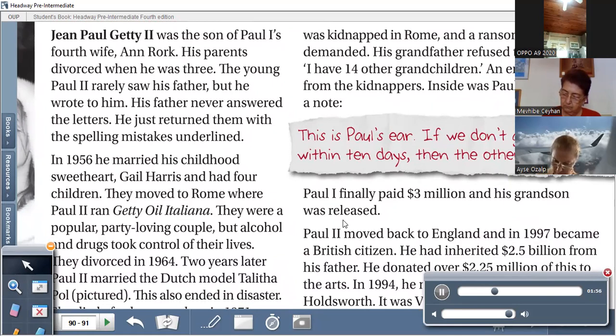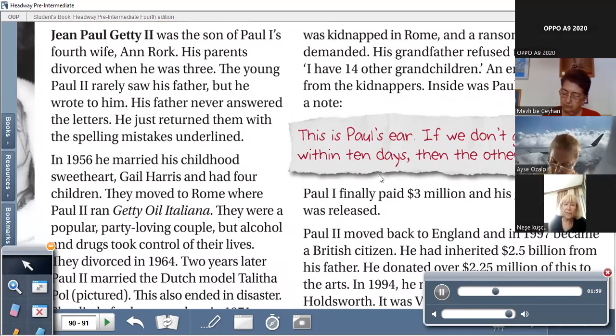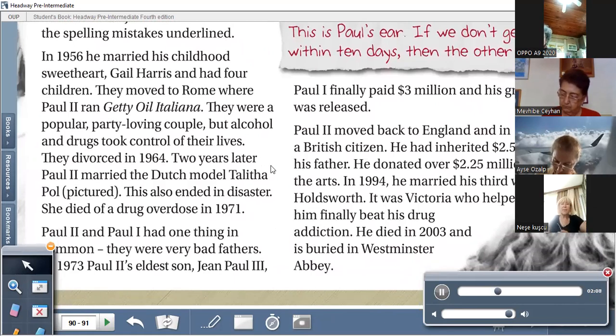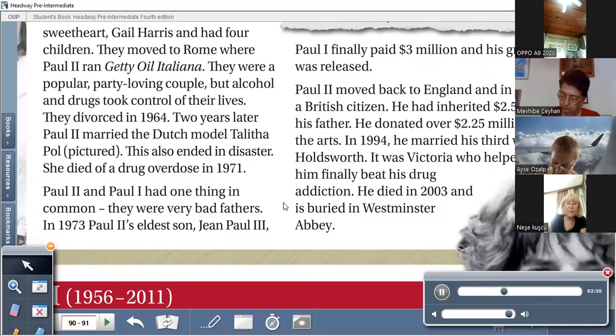In 1956, he married his childhood sweetheart, Gail Harris, and had 4 children. They moved to Rome, where Paul II ran Getty Oil Italiana. They were a popular, party-loving couple, but alcohol and drugs took control of their lives. They divorced in 1964. 2 years later, Paul II married the Dutch model Talitha Paul. This also ended in disaster. She died of a drug overdose in 1971. Paul II and Paul I had one thing in common. They were very bad fathers.